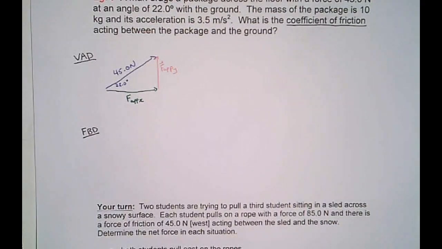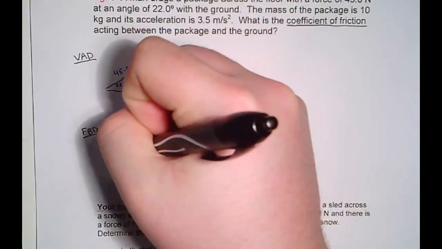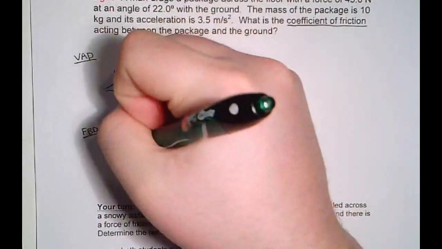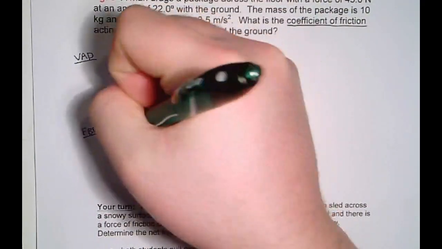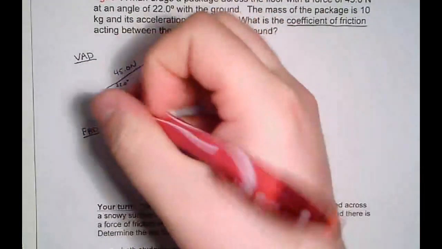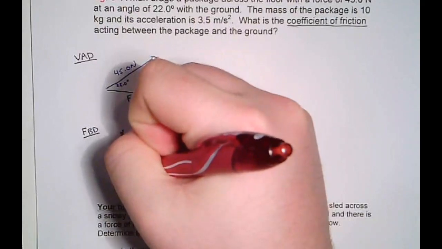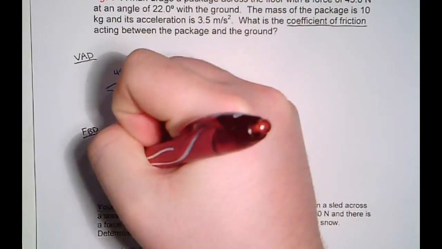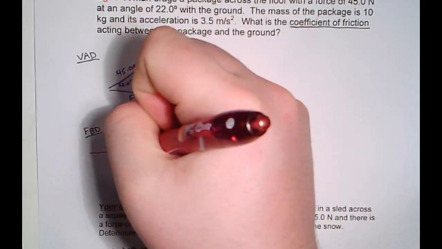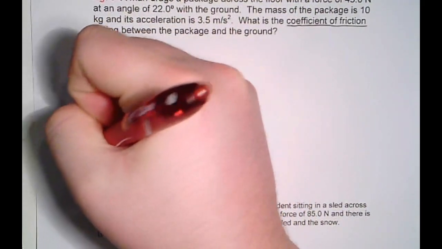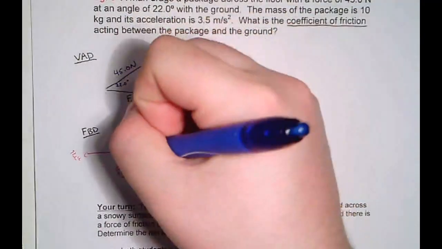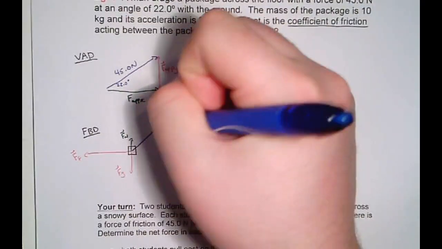Using our free body diagram, we have our object. We have the normal force acting up. We have the force due to gravity acting down. We have our force of friction slowing the box down. And we also have this applied force.